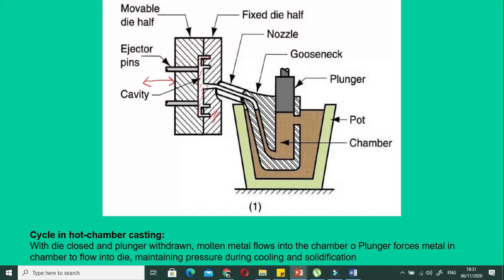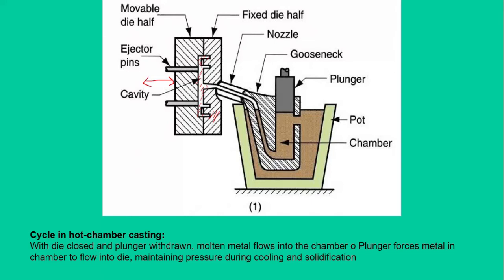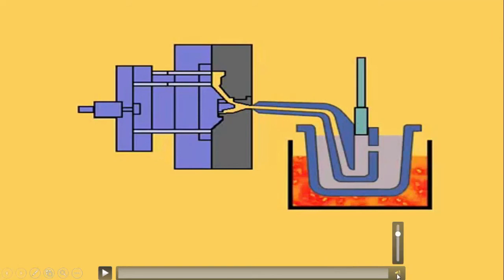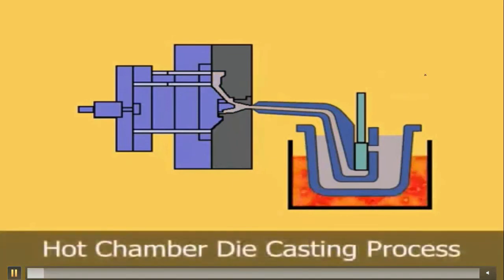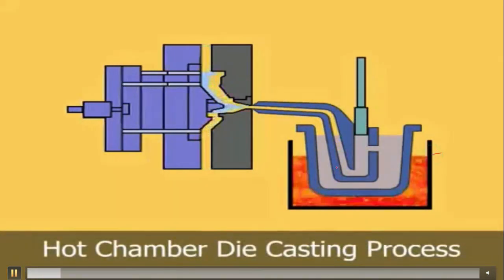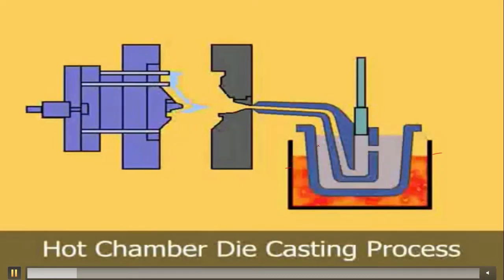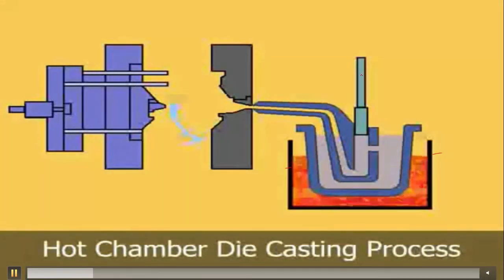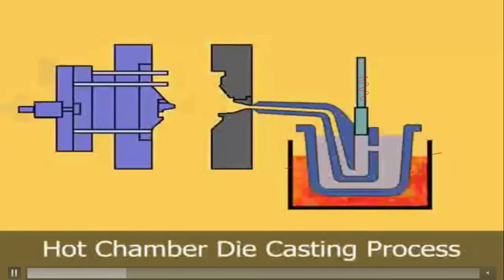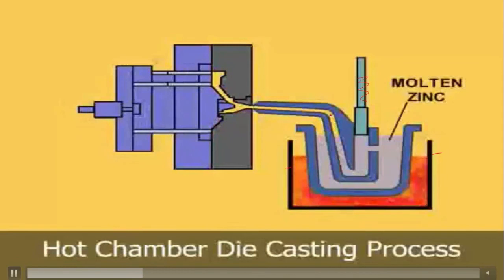The next type of the die casting, or the pressure die casting, is the cold chamber die casting. Before moving towards the cold chamber die casting, we will see some animation for the hot chamber die casting. So this is the die casting machine here, and we have the chamber here, and the metal is melted in the same chamber. This is the plunger that is pressurizing the molten metal into the mold cavity. It is passing through the gooseneck via the nozzle into the mold cavity. This is the molten zinc here.